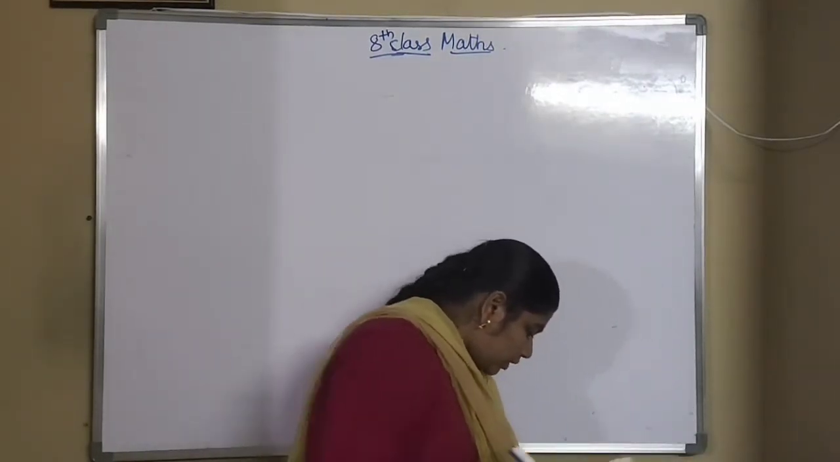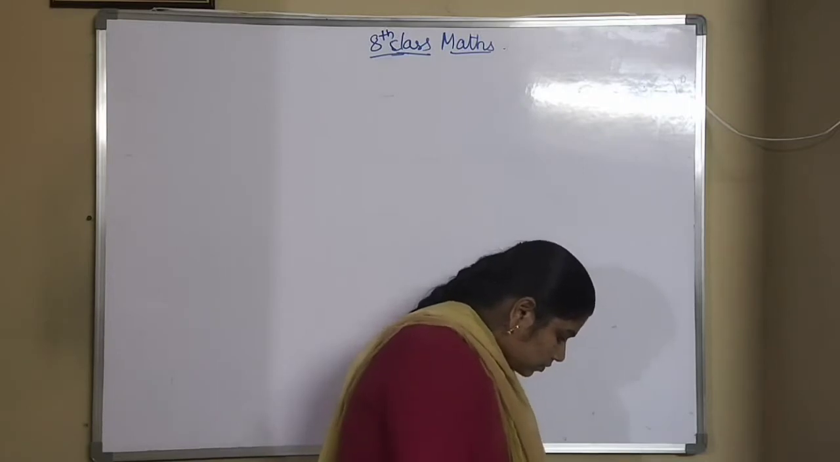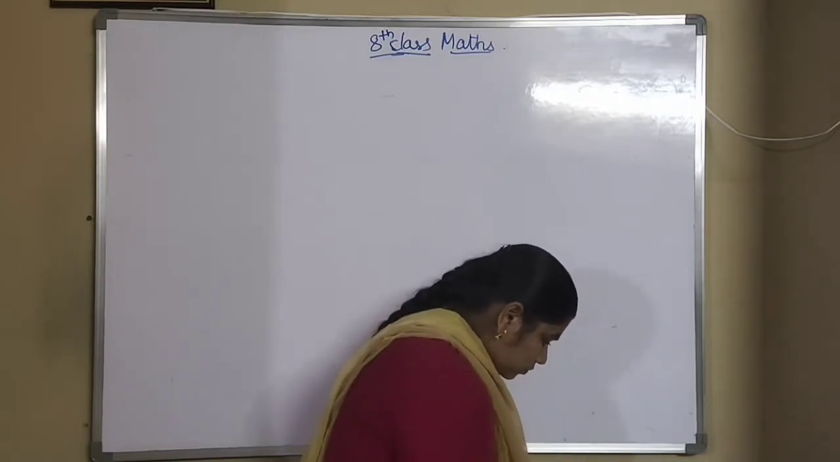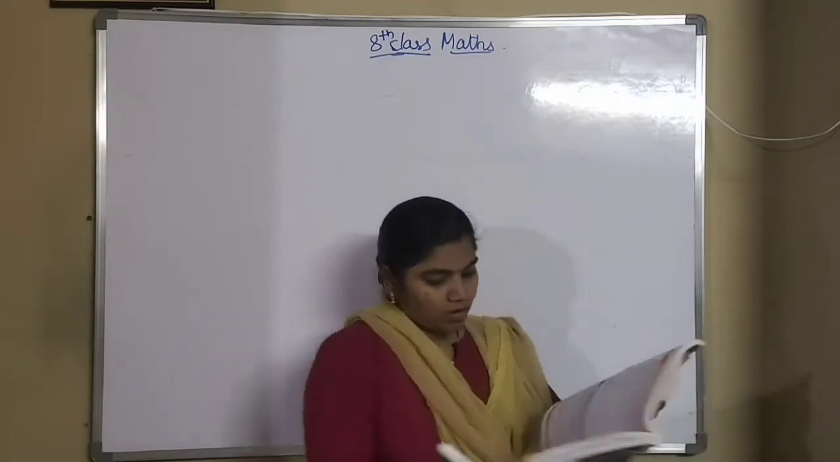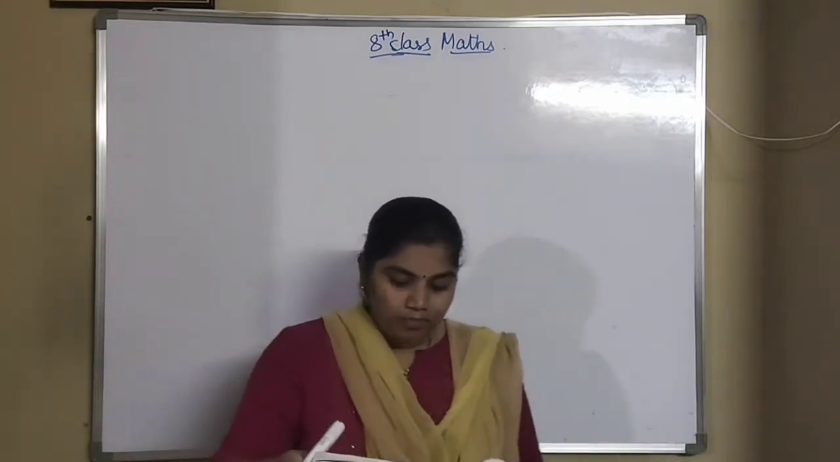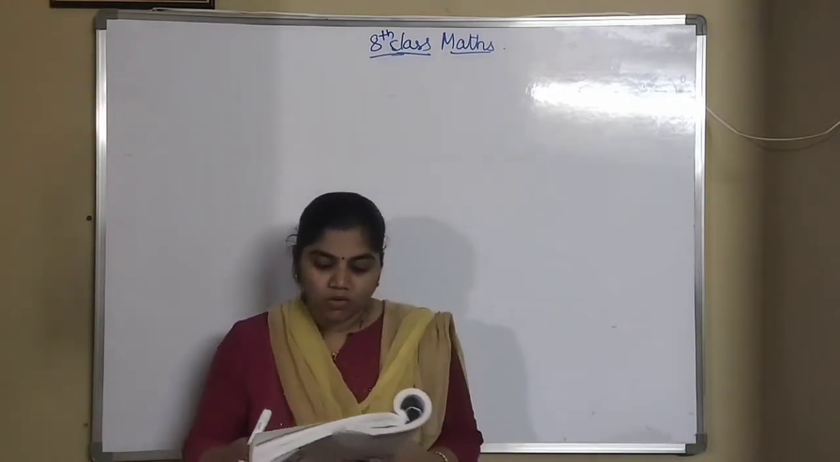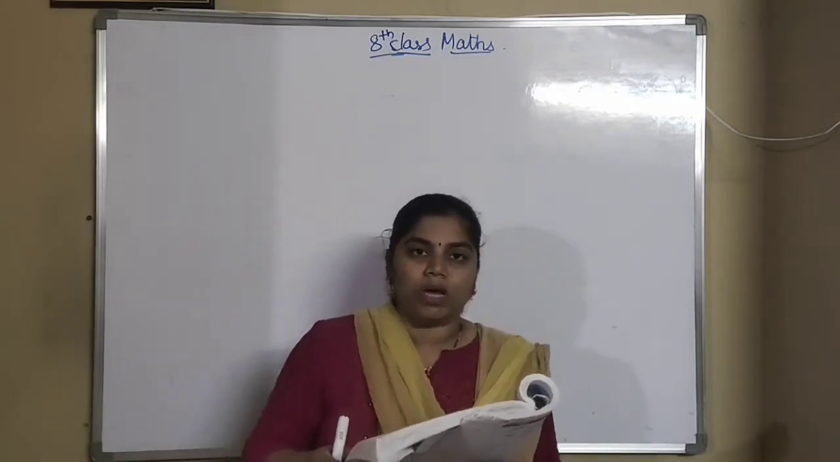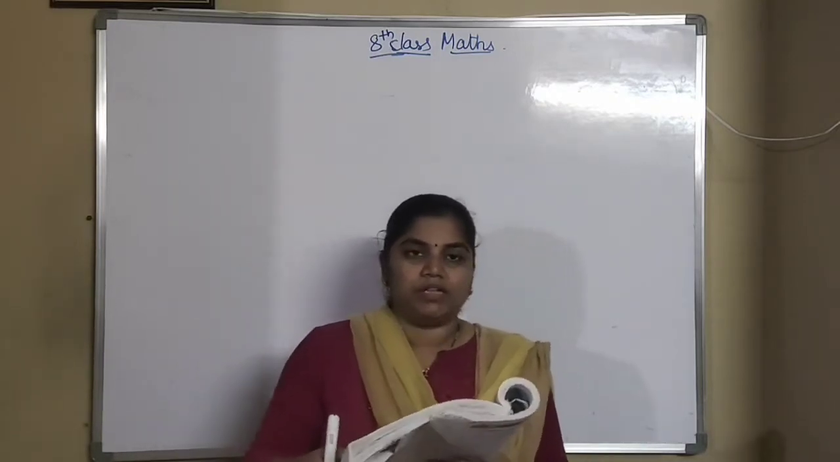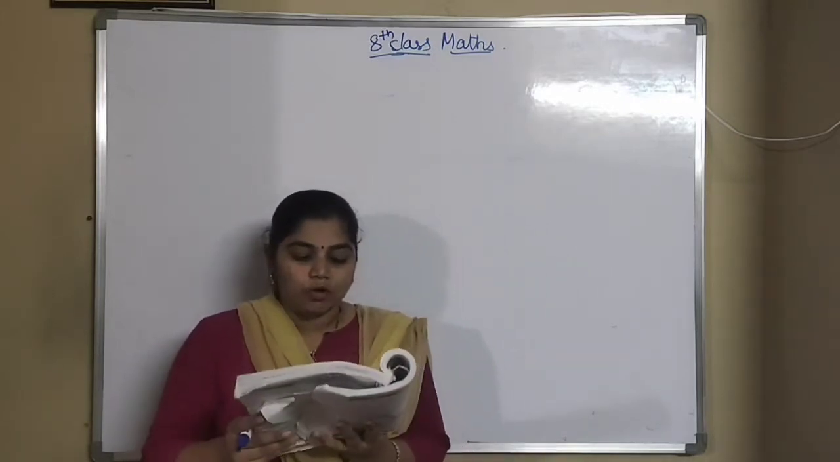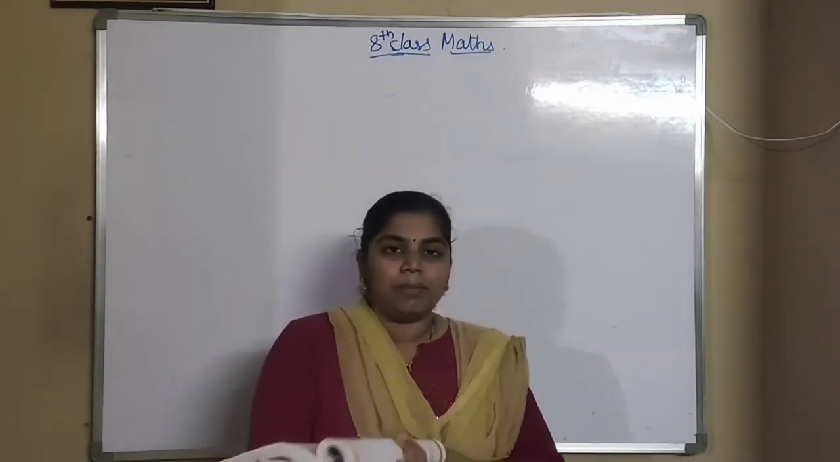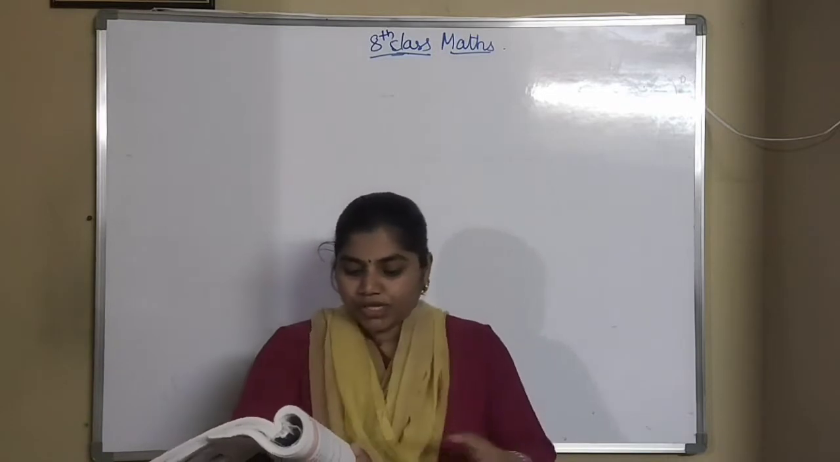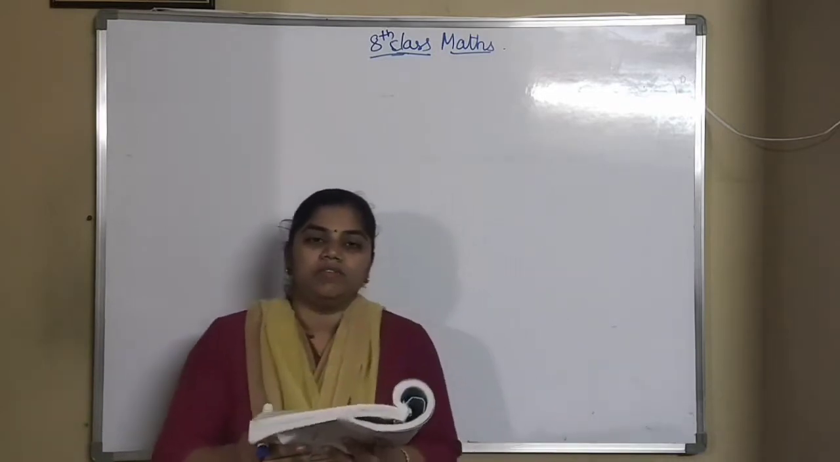Our next problem, that is the 13th one. Machinery worth 10,000 depreciated by 5%. Find its value after 1 year. Depreciated means it has been decreased. So by how much has it been decreased? That is by 5%. So we have to find the value after 1 year.